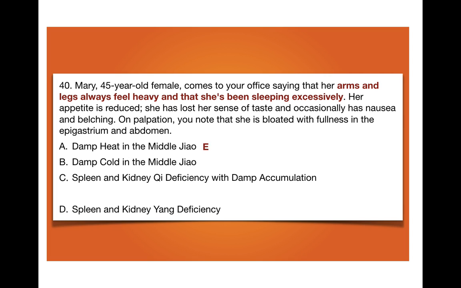Damp heat in the middle jiao, always in excess, always heat, so excess heat. Damp cold in the middle jiao, always excess and cold, so it's excess cold. Then we have spleen deficiency, spleen and kidney qi deficiency, which we know is deficient, of course, and then damp accumulation, which is excess. So this answer is deficiency and excess. And then with spleen and kidney yang deficiency, we know it's going to be deficiency cold. Very good.